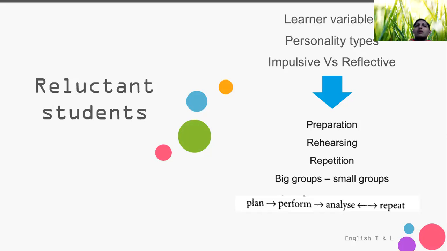Taking into account the learning variables, we could think of different strategies for working with those varieties of learners: preparation of tasks, rehearsing, repetition, and working in small groups or big groups according to our context. This is a sequence for implementing speaking tasks: planning, carrying out activities, analyzing, and repeating so that we can find routines and patterns.